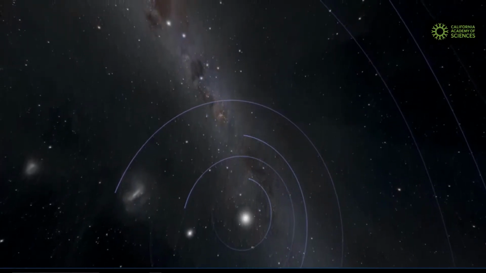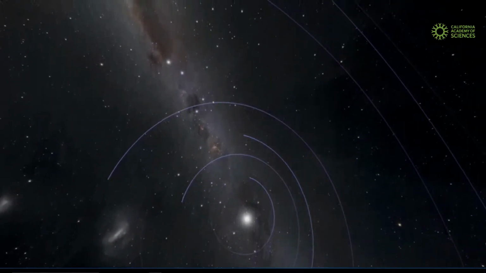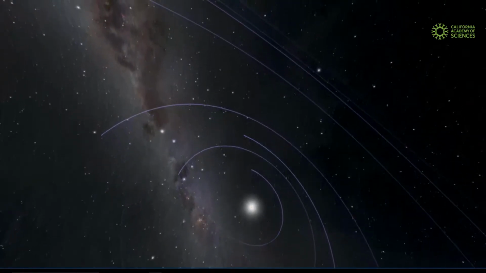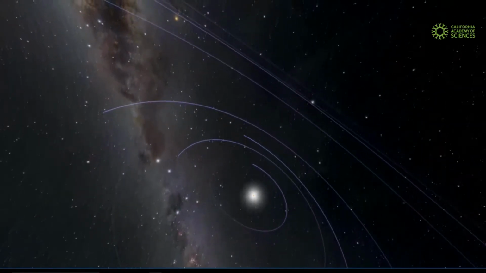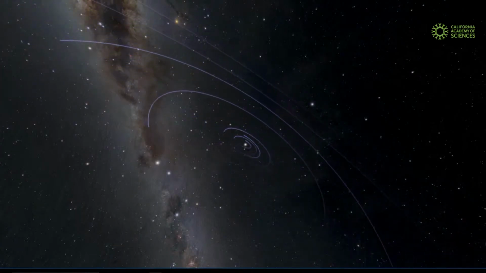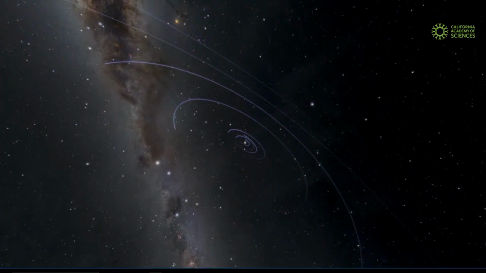The nearest planet to the sun is Mercury. And then there's Venus. We on Earth, the third planet, 93 million miles away. Fourth comes Mars. And as we travel even farther out, we come to a big gap between Mars and the next planet out.